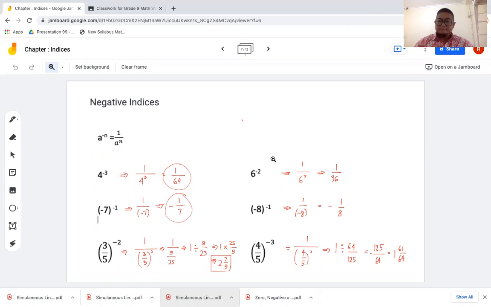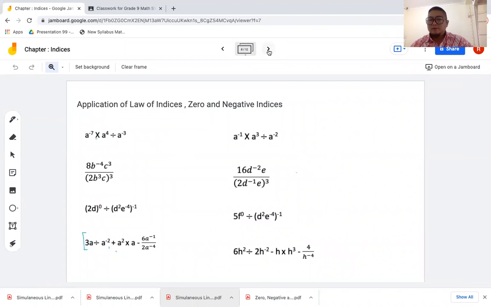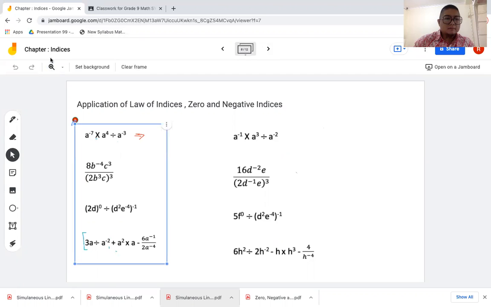All right. Now let's move on to the next part wherein you are going to apply the laws of indices, wherein the problems will have zero exponents and negative exponents. All right. So in this particular question, you will see that this is going to give us, oops. Okay, let me just highlight it.